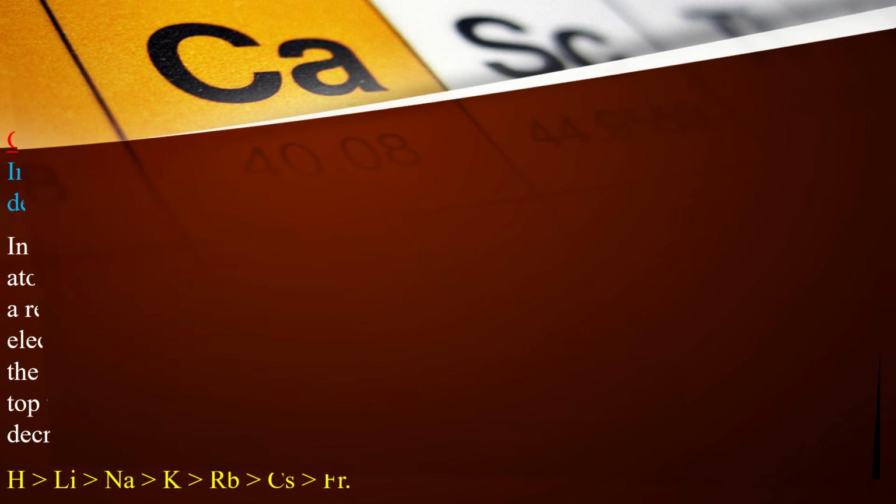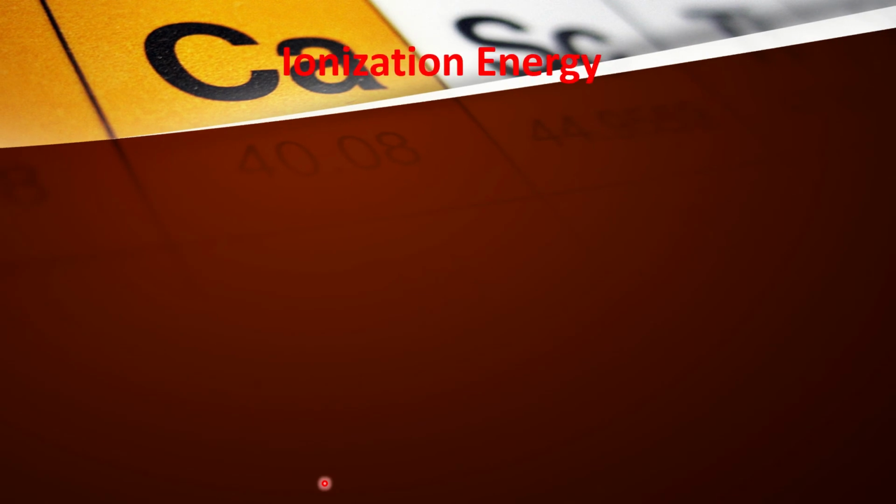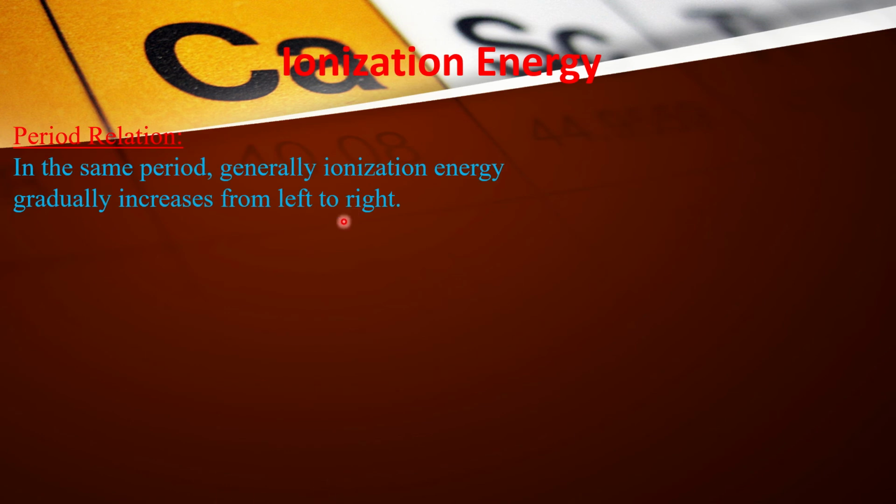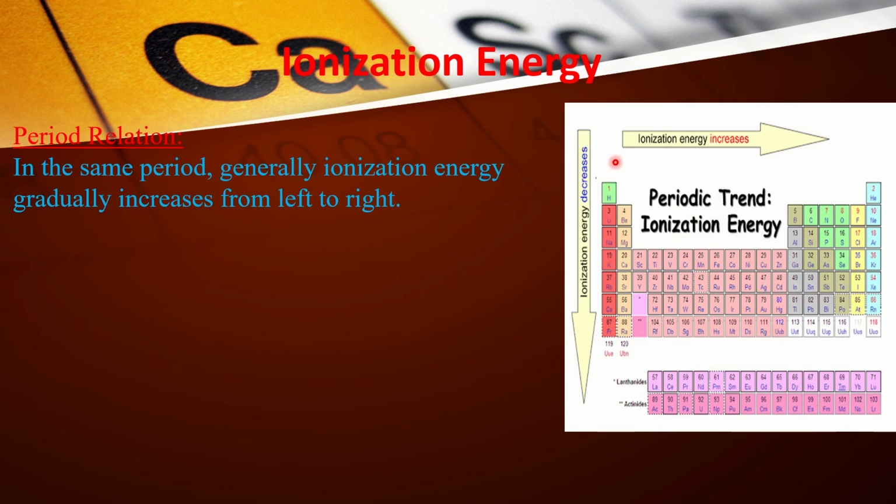Now period relation. In the same period, we learned that from left to right, atomic radius gradually decreases. So when atomic radius gradually decreases, then ionization energy obviously gradually increases. In the same period, generally ionization energy gradually increases from left to right. Look, ionization energy gradually increases in the same period and gradually decreases in the same group.